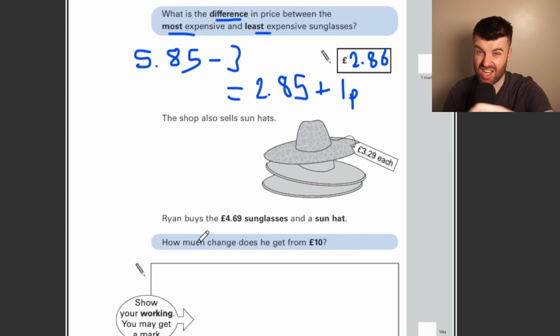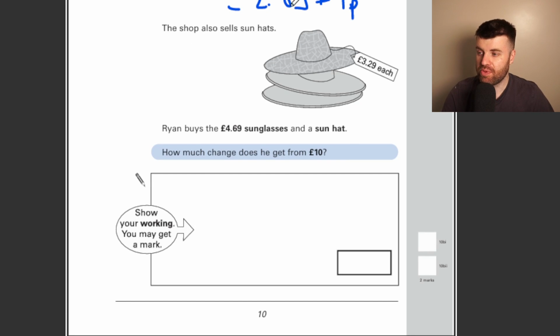Something, again, we've kind of lost over the years. Back in the day when I was in school, 20 years ago doing this paper, I probably would have done that mentally.